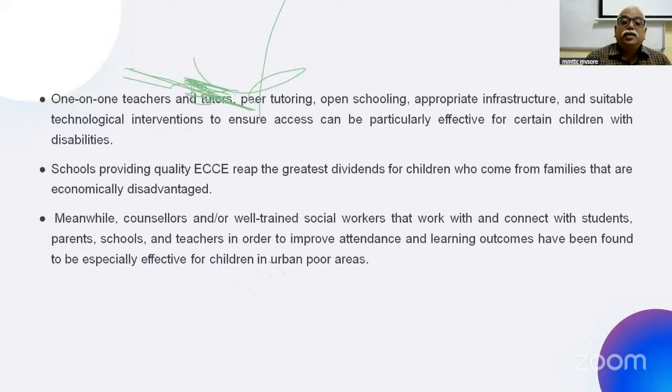Then there are one-on-one teachers, tutors, peer tutoring, opening school, appropriate infrastructure, and technological interventions to ensure access, which can be particularly effective for citizens with certain disabilities. When you come to inclusive education, you may require teachers who can give additional attention and take care of children coming under the disability category. In such cases, teachers can adopt the strategies that the policy suggests, such as one-on-one teachers. That means one individual student with a specific special need. For him, a teacher can address and try to do individualized or direct instruction strategies, and he can do that.